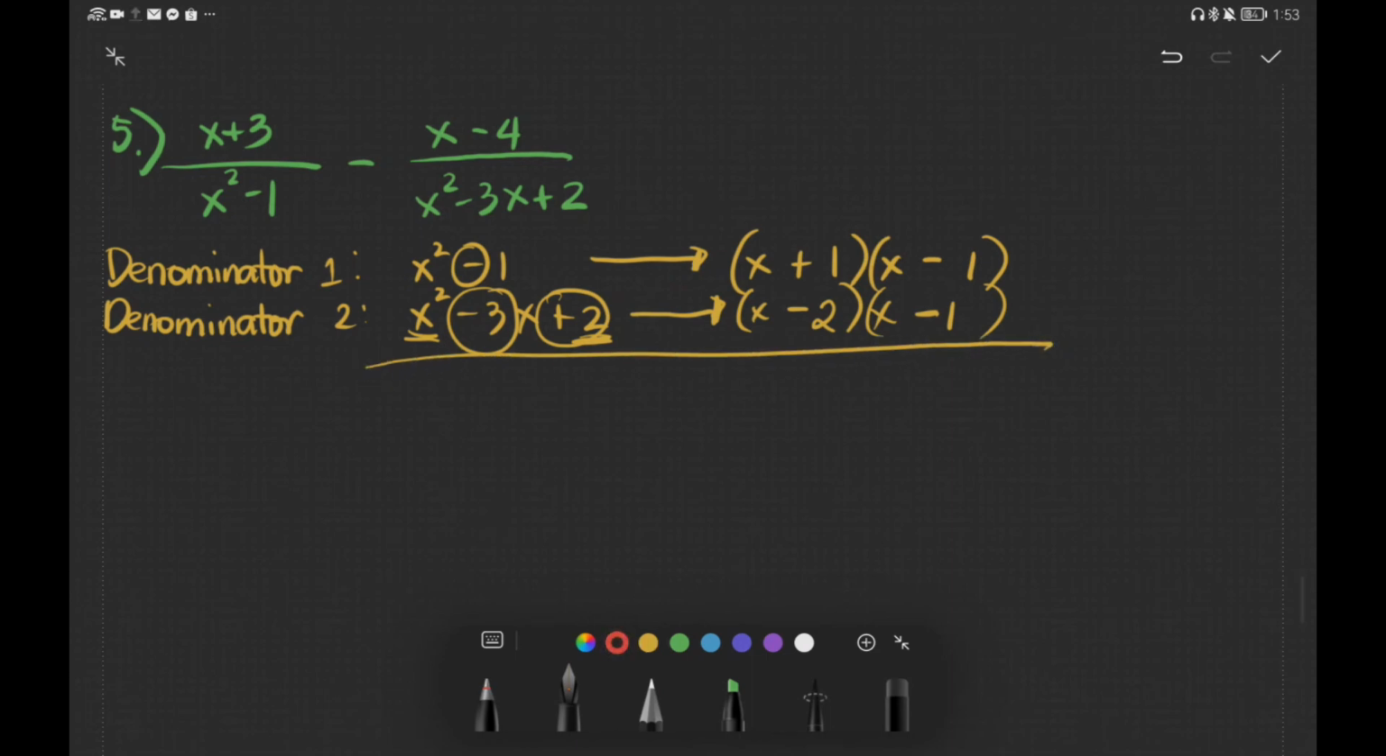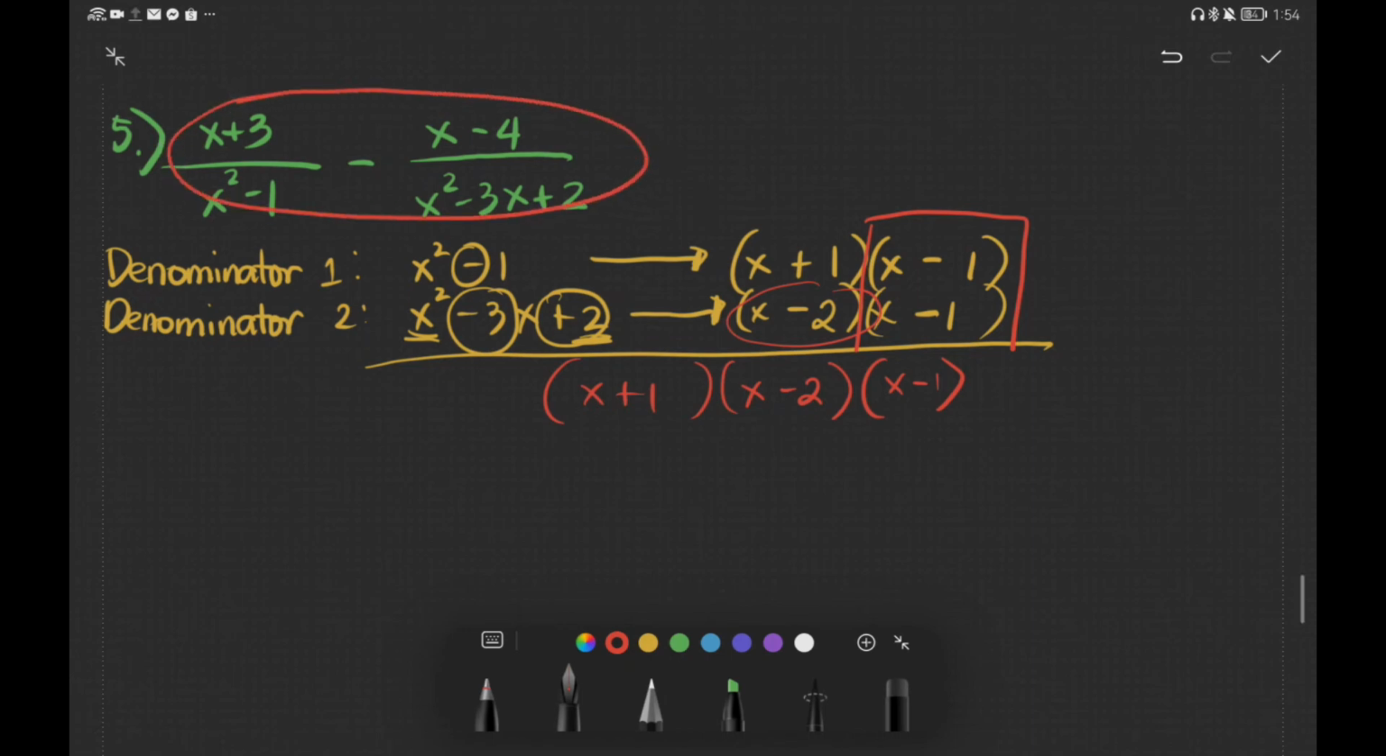Now, the common factor in denominator 1 and denominator 2 is x minus 1. So, we will write that one as 1. So, x minus 1. Then, those with no match, we just write them too. So, we have x plus 1 times x minus 2. So, that is our common factors. Now, let's write this first, the denominator, the LCD, or we factor the denominator first.